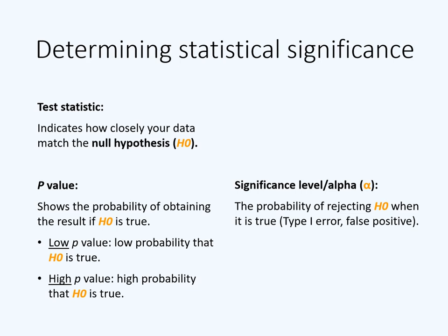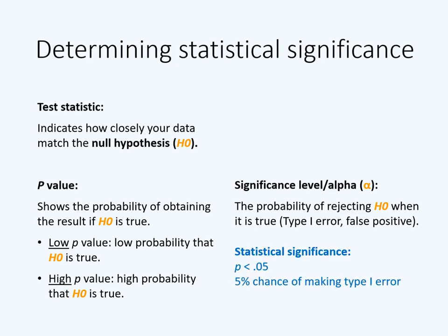So we usually work to a predetermined significance level called alpha, and this is usually set at 0.05 or 5%, which means that there's a 5% chance of making a type 1 error. And a type 1 error is also often referred to as a false positive. And that is when we reject the null hypothesis when it's actually true.